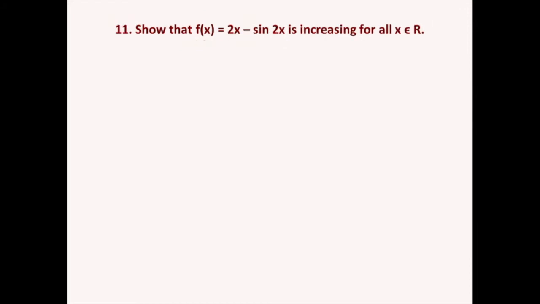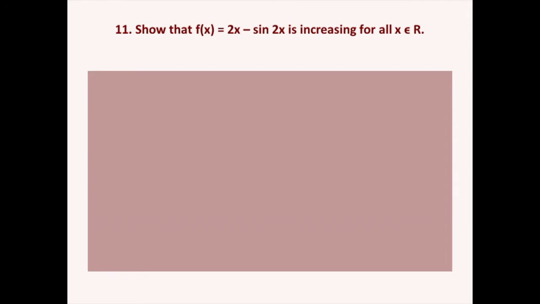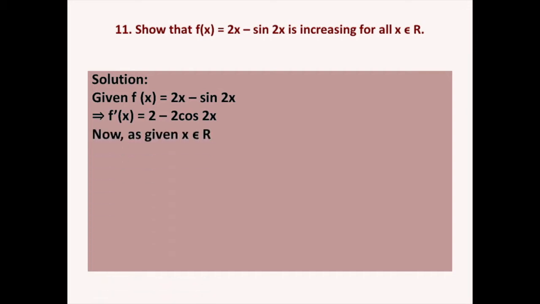The next question which I am taking up says, show that f(x) given to you as 2x minus sin 2x is increasing for all x belonging to R. So now let's see. First, my f(x) is given to me as 2x minus sin 2x, so I differentiate. I get f'(x) equals 2 minus 2 cos 2x.